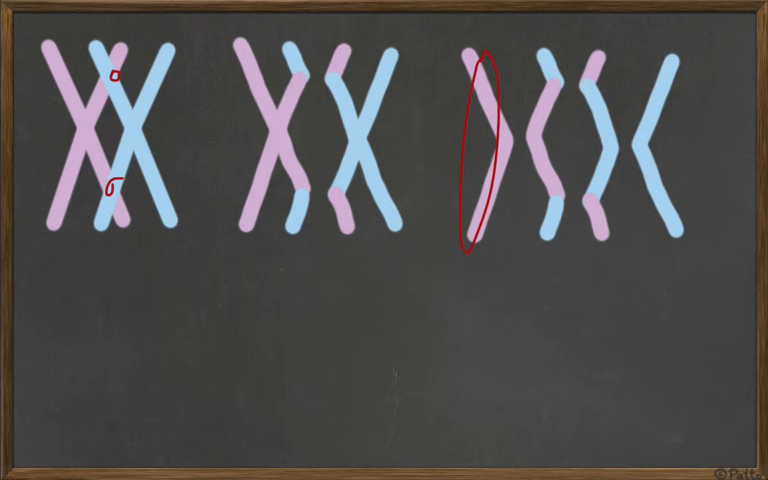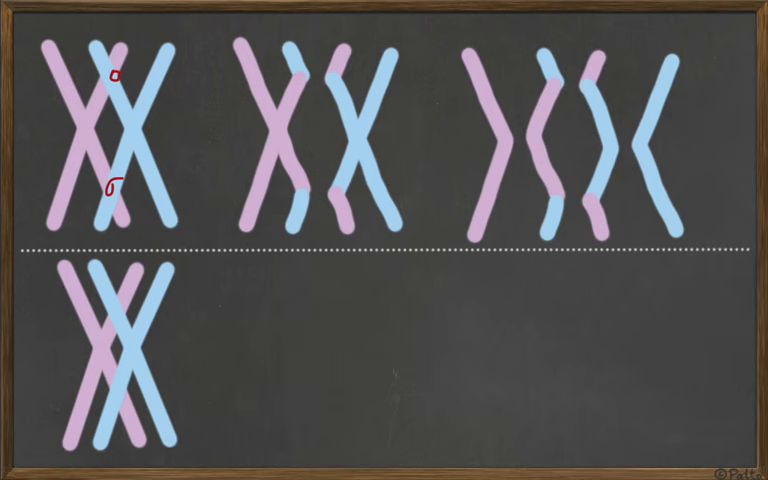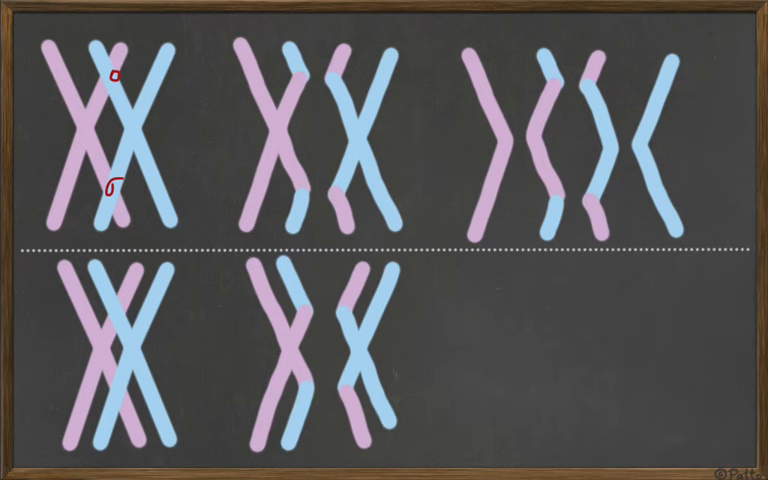You have one all purple, one all blue, one mainly purple with a little bit of blue, and one mainly blue with a little bit of purple. However, what if they touched in a different position? What if they touched there? Then they would also make the same kind of mixture.